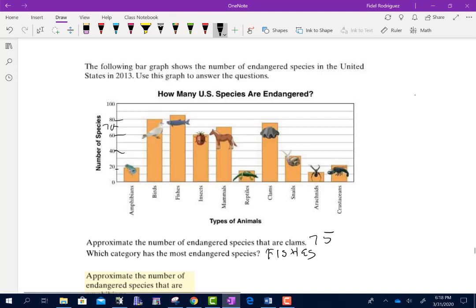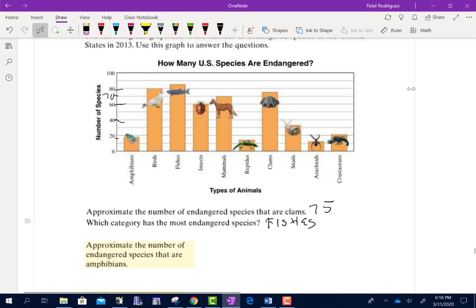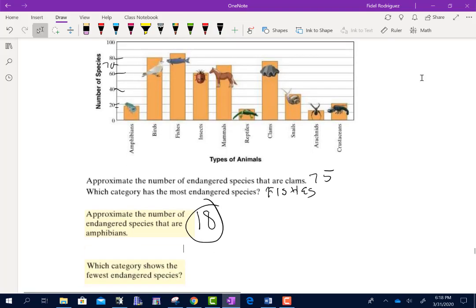Okay, let's see. Approximate the number of endangered species that are amphibians. So amphibians is right here. So let's see, if that's 20, I don't know. Again, approximate, guys, means let's take a good guess. I'm going to guess about 18. You could say 19, right? Don't guess 4, because it's obviously not 4. But approximate means we're going to take a guess and a good guess.